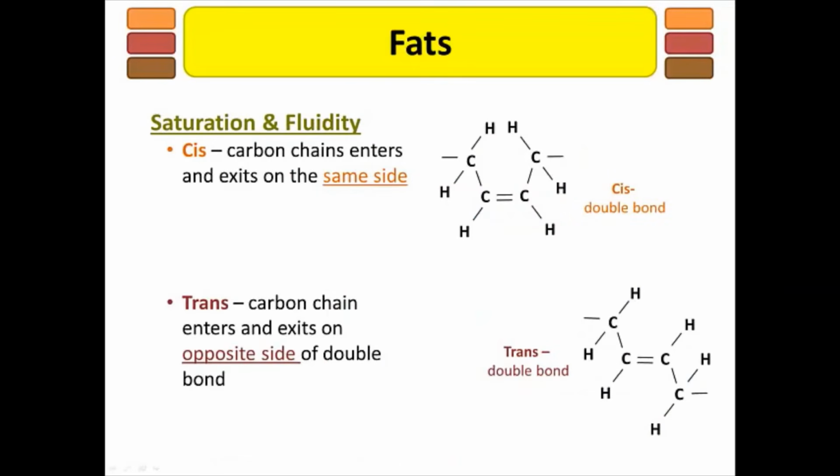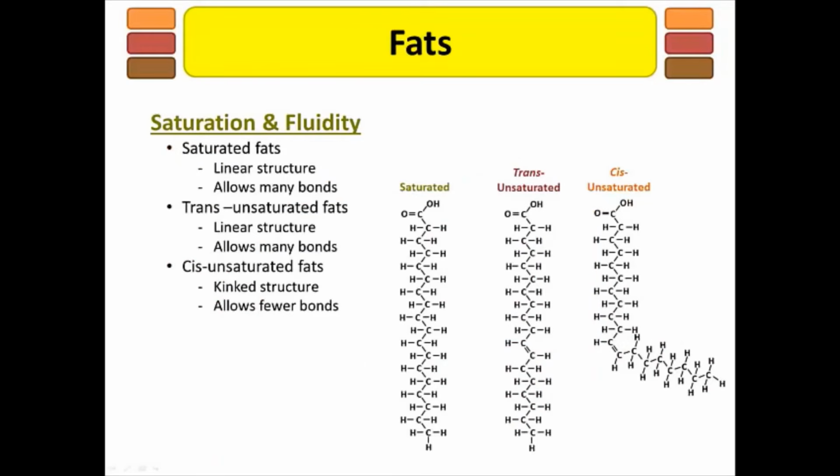Finally, dealing with saturation, as we learned in a previous video, when a double bond occurs in a carbon chain, there are two possible geometric isomers that can occur. Cis double bonds occur when the carbon chain enters and exits on the same side of the double bond, and trans double bonds occur when the carbon chain enters and exits on opposite sides of the double bond. These bond types can have a big influence on the fluidity of the fatty acid.